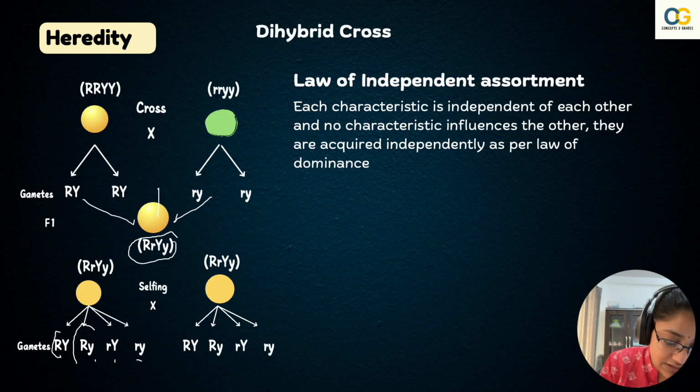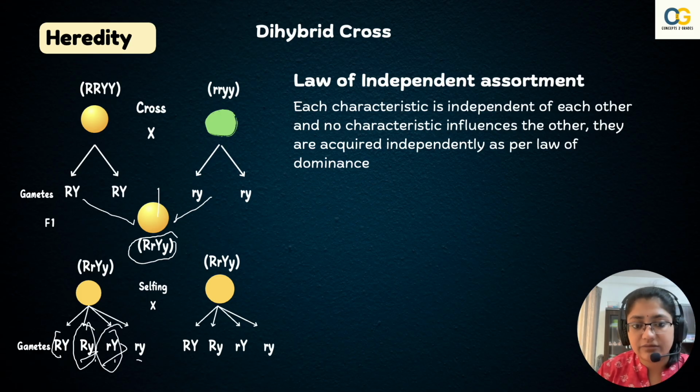That is why you have these two gametes, right? Where it is round and green, and wrinkled and yellow. Why? Because it is not dependent. Yellow will not only go where there is round. It will go to the other case also. And they are acquired independently, as per the law of dominance. As per the law of dominance, whichever is dominant, that will be acquired by the next one.